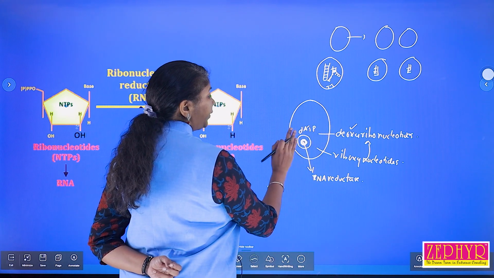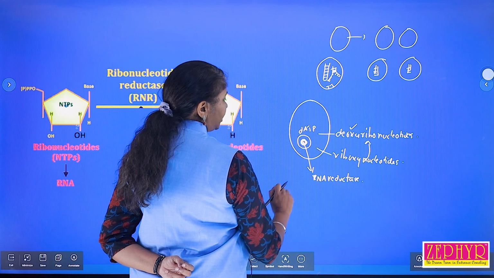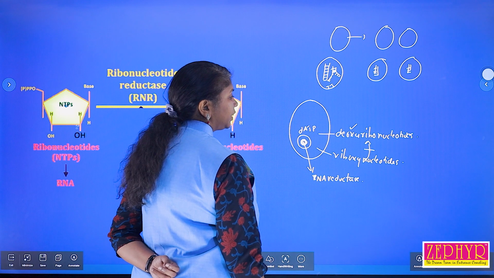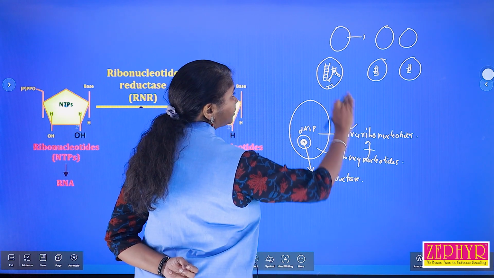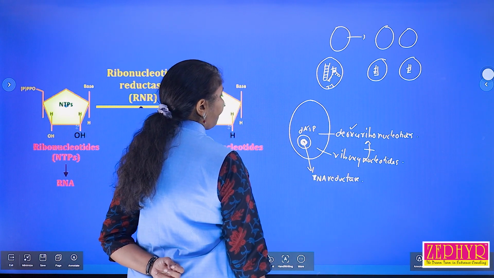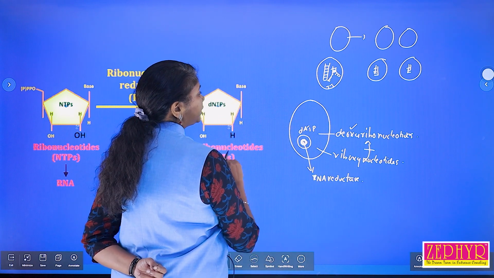So this person says, don't act until I tell you. So now this is blocked. So this conversion is not possible. This is being blocked. So I don't have any deoxyribonucleotides. So even if I say to divide, division is not possible. The question is how to remove this DATP.